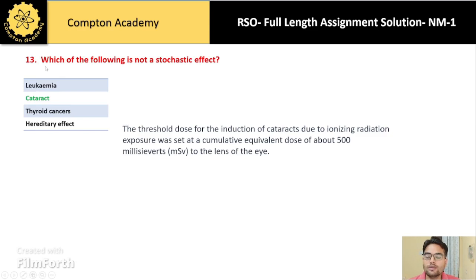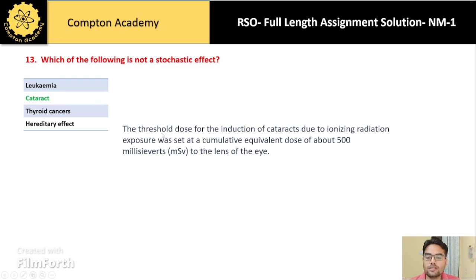Now here in question number 13, which of the following is not a stochastic effect? Here certain effects have been mentioned. Leukemia, thyroid cancer and heredity all belong to the stochastic effects, and cataract belongs to the deterministic effect. The threshold for cataract is 500 millisievert for the lens of the eye.